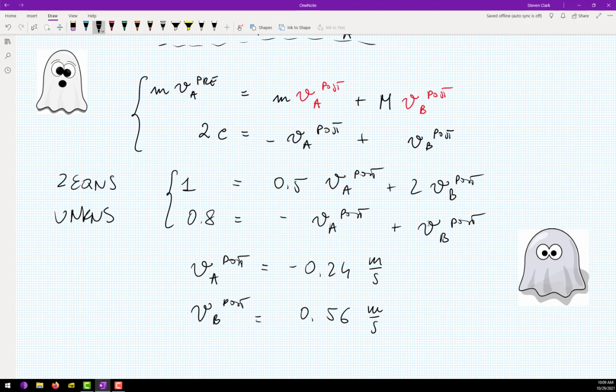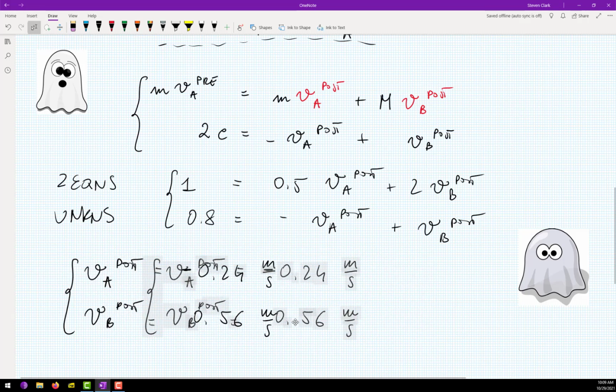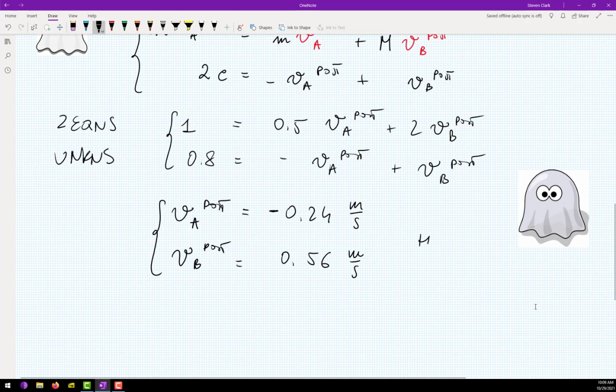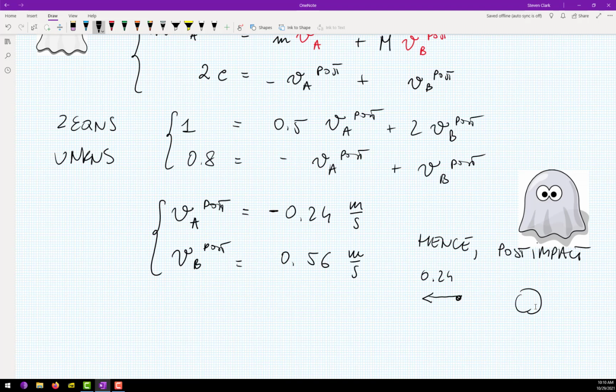Okay, Will, this is the answer to your question. Yes, we have a negative value here. So let's see what the situation post-impact looks like. Post-impact we will have such a situation: this die has 0.24 pointing this way, and this die has 0.56 pointing this way. That's how we solve these problems. Okay, end of part 1.